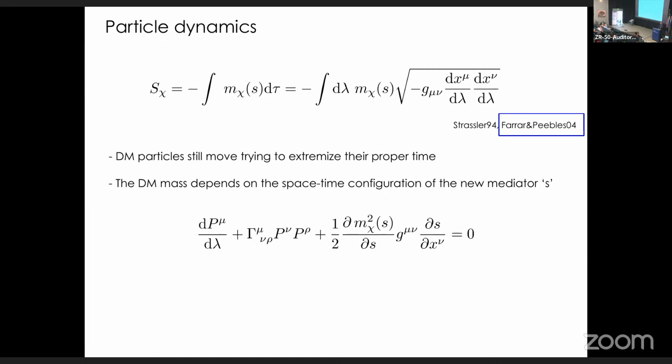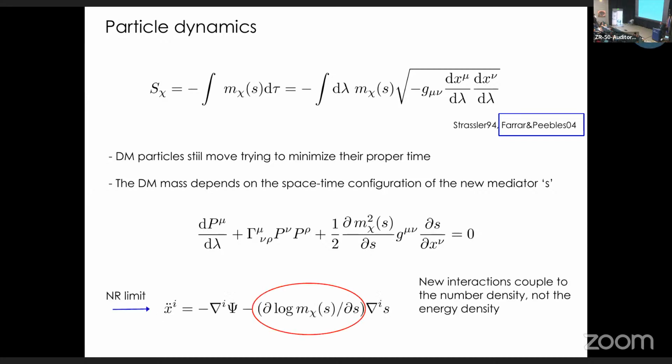You can convince yourself that this is actually the correct answer, because if you take the non-relativistic limit, you get Newton's law. X double dot is equal to minus the gradient of the gravitational potential. And then you have this extra term, which is coming from the gradient of this new force, okay? One thing which is important is that compared to gravity, typically, when you have new long-range forces, there is always this factor here, which is the variation of the mass compared to the value of the field. And that's because what's special about gravity is that it couples to energy, whereas in general, if you have a Lagrangian, you're coupling to number density.